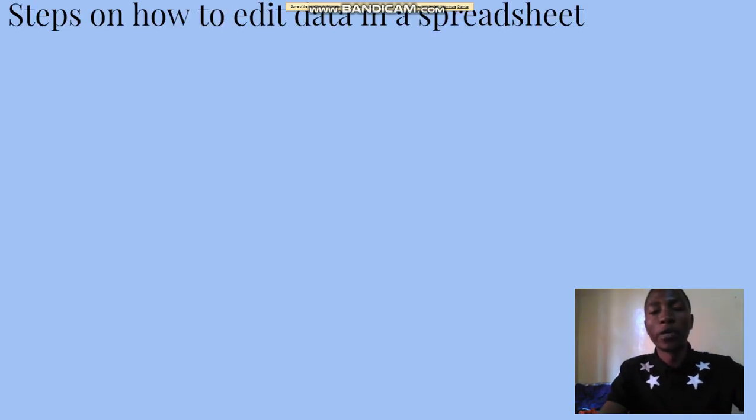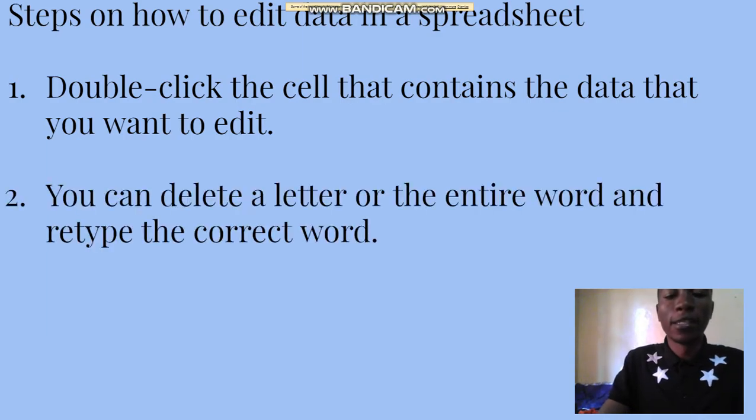Okay, what are some of the steps that we can follow when editing of data in a spreadsheet? Number one, we can double click on the cell that contains the data that you want to edit. You can just double click there, it becomes an active cell. And then number two, you can delete a letter or the entire word, or where you've made an error, then you type the correct word or the correct letter.